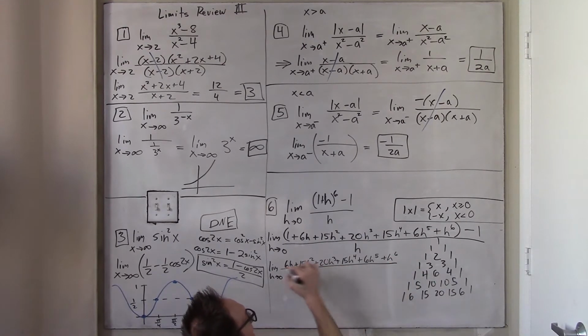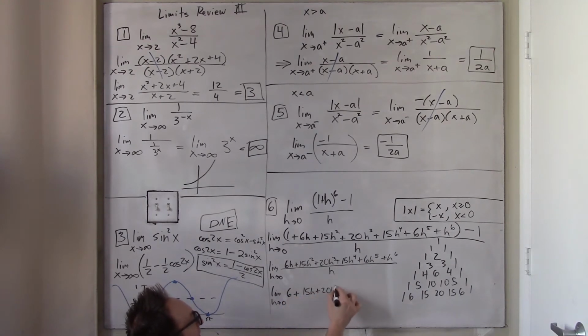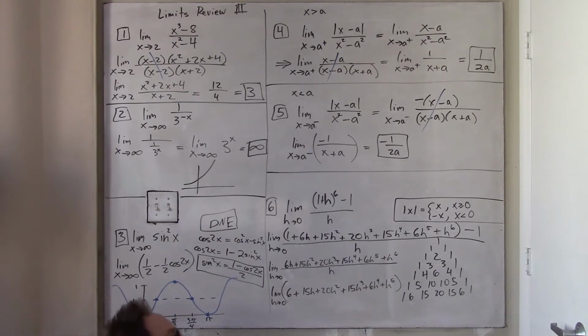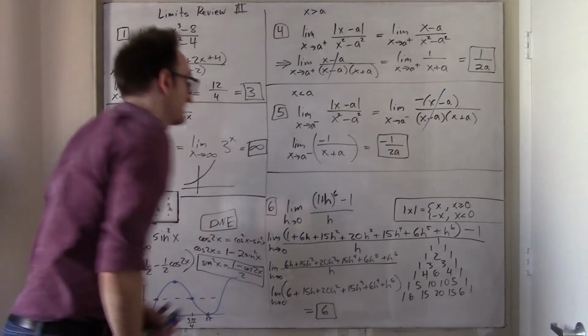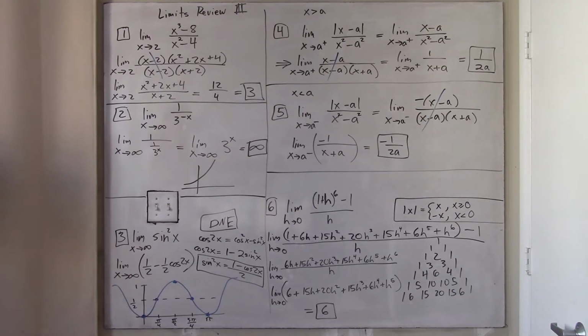And if I divide that whole thing by h, now I can take an h out of every single term, and so this is the limit as h goes to 0 of 6 plus 15h plus 20h squared plus 15h cubed plus 6h to the 4th plus h to the 5th. And everything with an h in it goes to 0, and therefore the answer to this problem is 6. Alright, this seems a little bit silly, but we're going to do problems like this again very soon. Okay, good. Back in a second with more.